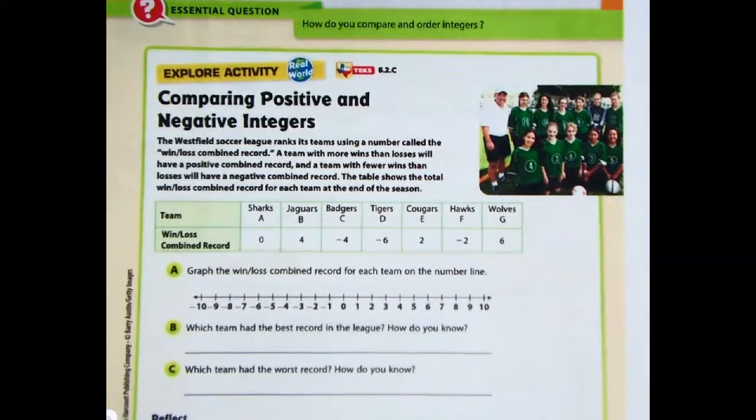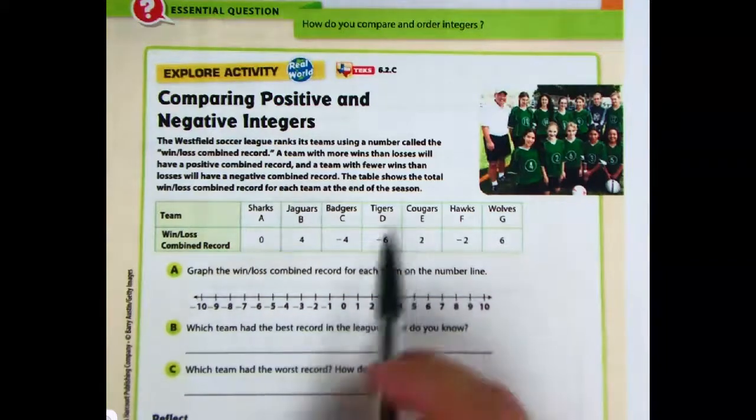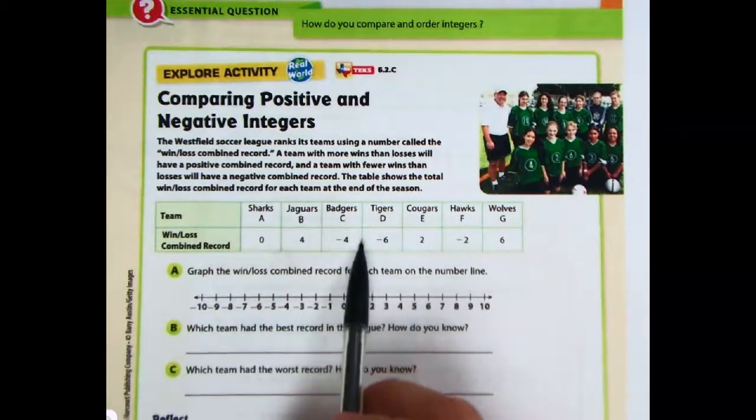The Westfield Soccer League ranks its teams using a number called the win-loss combined record. A team with more wins than losses will have a positive combined record, and a team with fewer wins than losses will have a negative combined record. The table shows the total win-loss combined record for each team at the end of the season. So here's your table with the teams and their win-loss records.